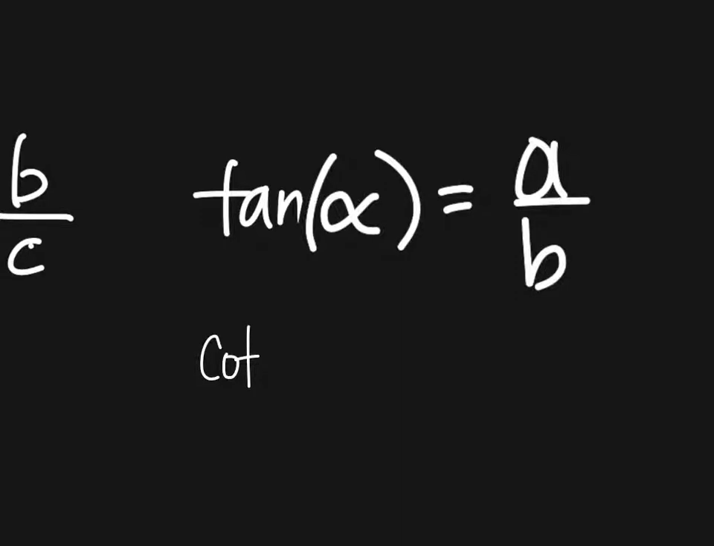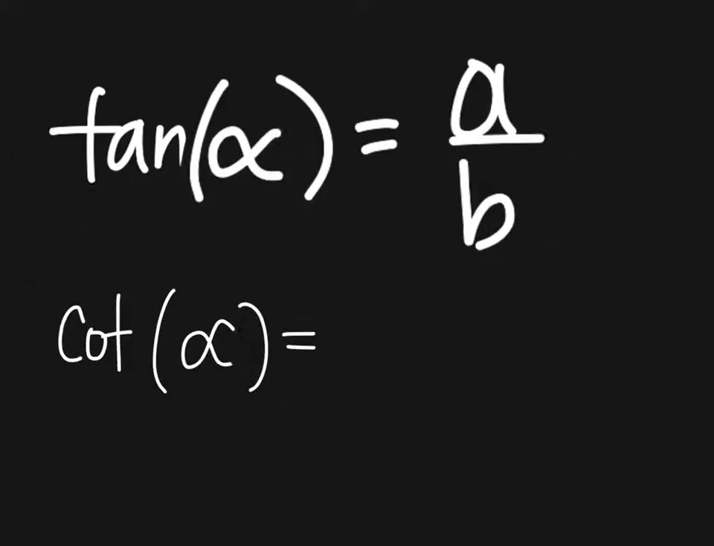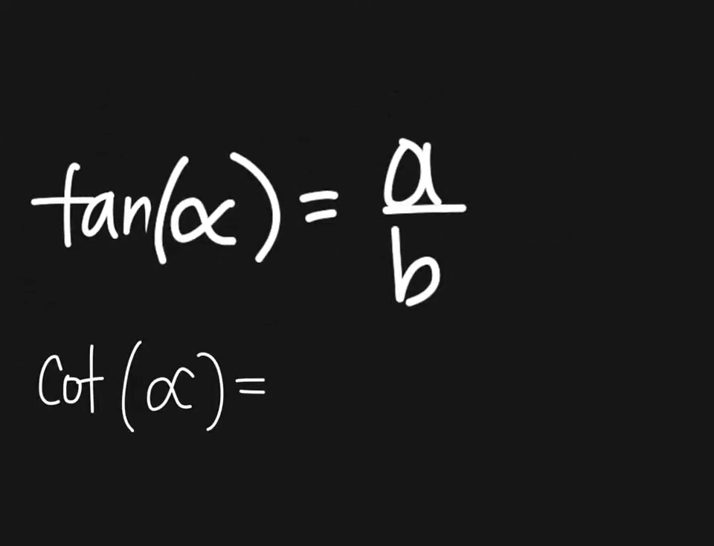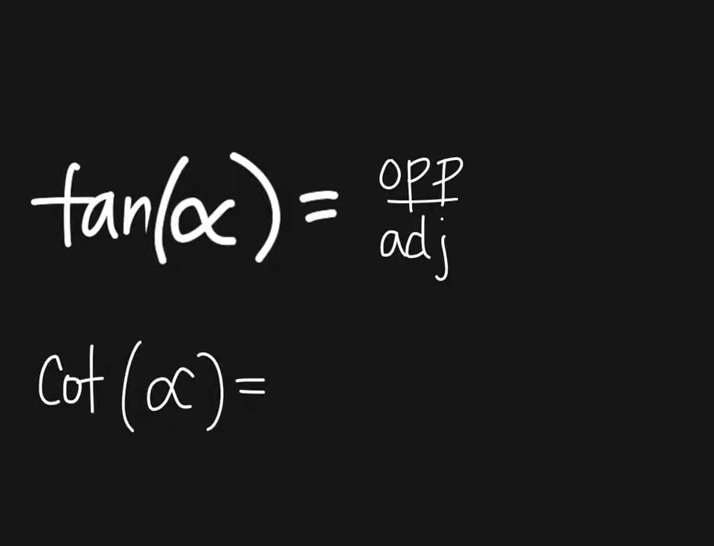What is cotangent? Cotangent is the reciprocal of tangent. I'm going to go back to words a minute here, if you don't mind. I'm going to change tangent back to TOA. If tangent is TOA, which is opposite over adjacent, then cotangent is adjacent over opposite. It is the reciprocal. You flip. The numerator and the denominator just flip. That is the relationship between tangent and cotangent.